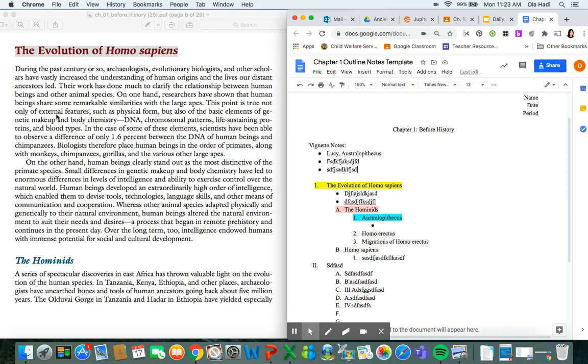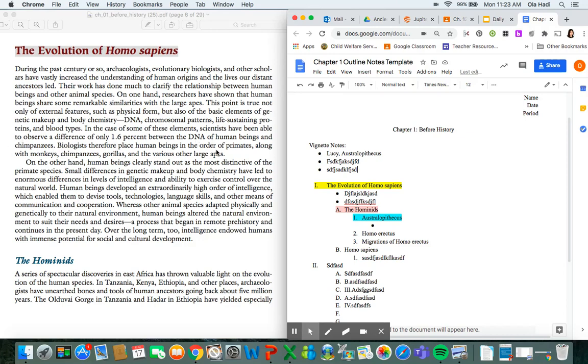This point is true not only of external features, things on our outside, such as physical form, but also of the basic elements of genetic makeup and body chemistry. DNA, chromosomal patterns, life-sustaining proteins, and blood types. Okay, so inside and outside, we're a lot like the apes. Notice how I summarize the sentence. In the case of some of these elements, scientists have been able to observe a difference of only 1.6% between the DNA of human beings and chimpanzees. Well, I think to myself, is 1.6% a lot? No, it's not a lot. That means human beings and chimpanzees are very similar.